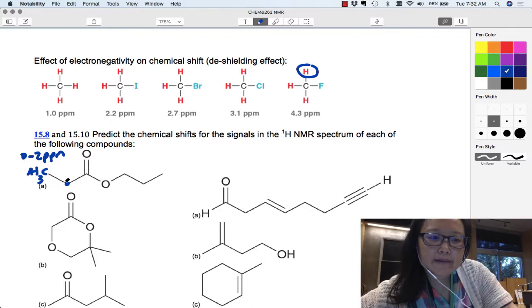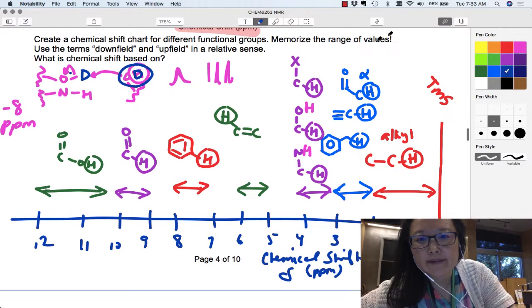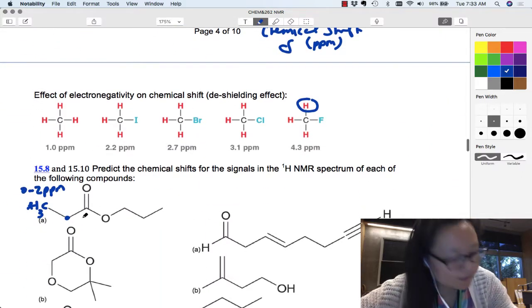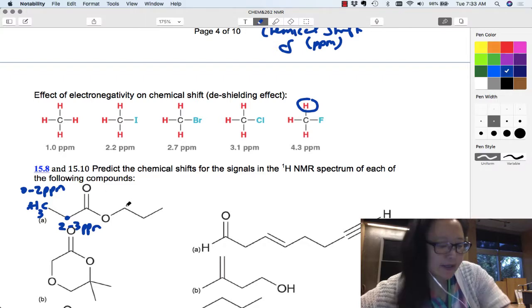These guys here are next to a carbonyl group. If we look at the alpha hydrogens of a carbonyl group, they're not on the carbonyl group, they're next to it, then that's going to be between 2 and 3. So I'll just put a note here. These are equivalent to each other, so there's going to be one signal here between 2 and 3. These are equivalent to each other, so there's going to be one signal between 0 and 2, probably closer to 1. The other hydrogens I see are right here, H2 here.